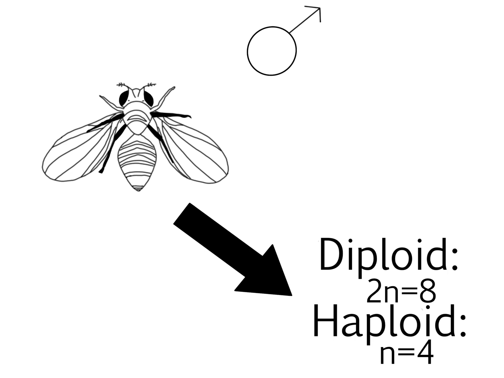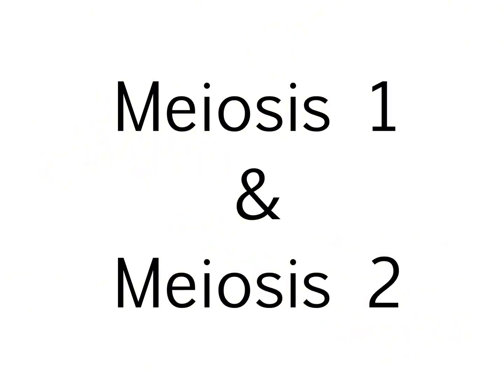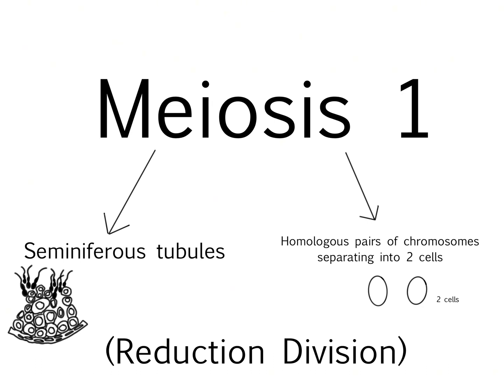In meiosis, there are 2 phases, meiosis 1 and meiosis 2. Both these processes are happening in the seminiferous tubes, also known as the testicles, since this fly is male. To begin, I'll be showing this process of meiosis 1, which is homologous pairs of chromosomes separated into 2 cells, which is why meiosis 1 is also known as reduction division.